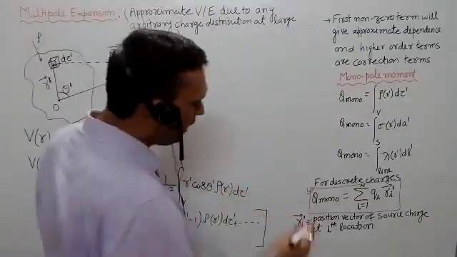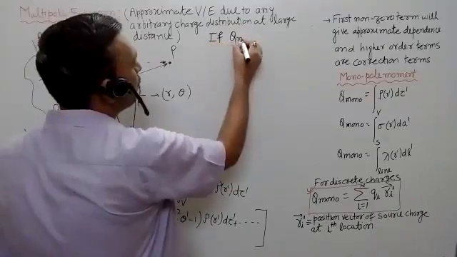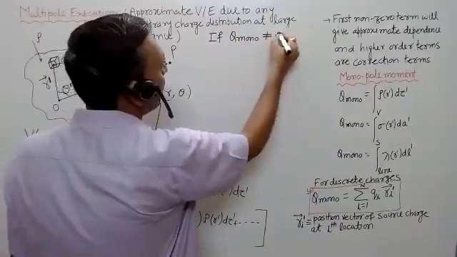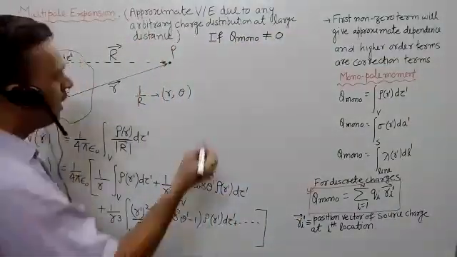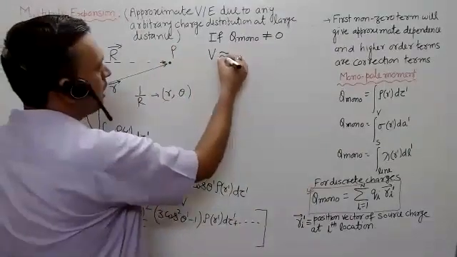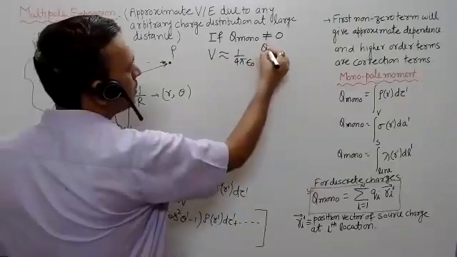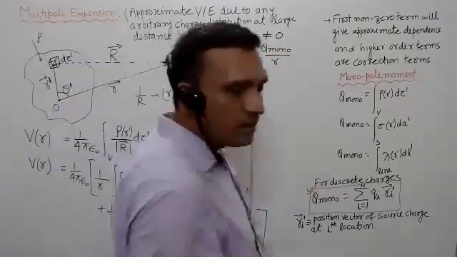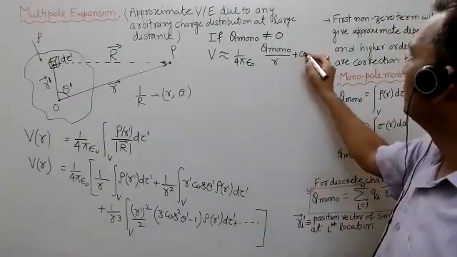So if you calculate Q mono, and if it is non-zero, so what will be the approximate dependence of potential? It is given by 1 by 4 pi epsilon 0 Q mono by small r. This is the approximate dependence, plus you have correction terms.